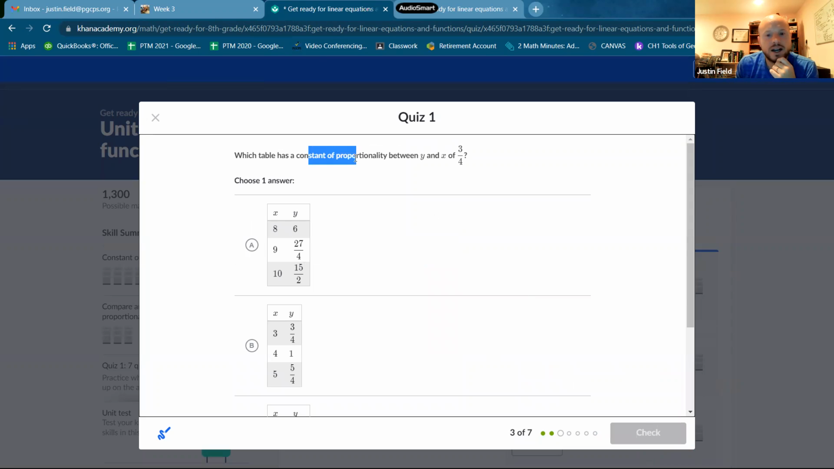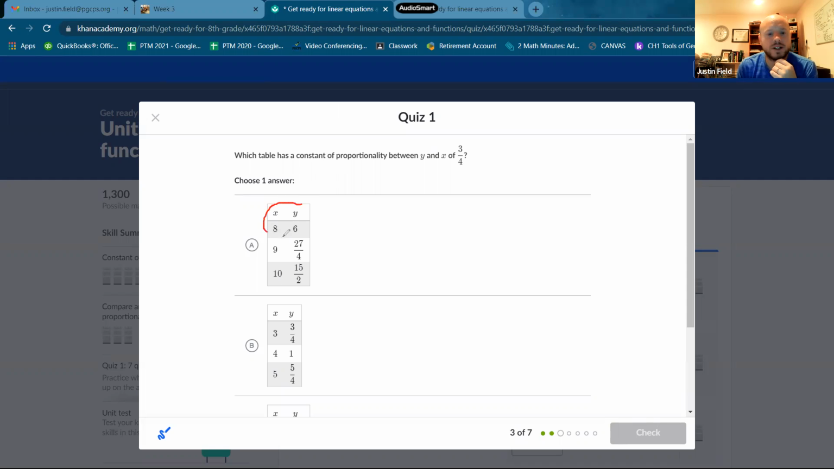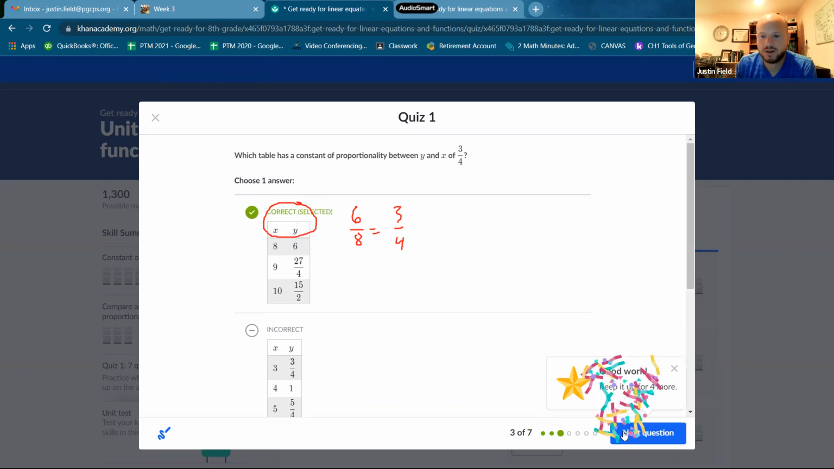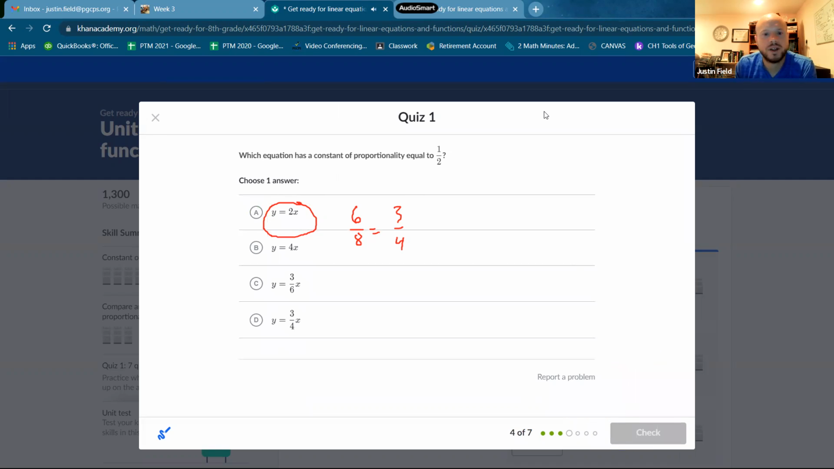Which table has a constant of proportionality of 3/4? So that we got to do the y over x. And right away, I'm looking at this first one. And if I put y over x, that's 6/8. And what does that reduce to? 3/4 if you divide both of those numbers by 2. Yeah. There we go. Try to trick me with that second table there.